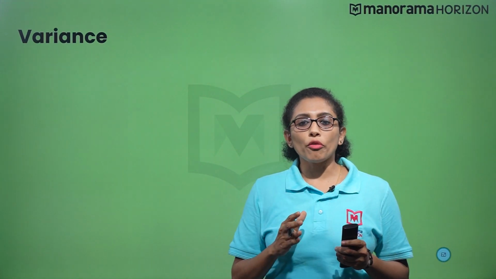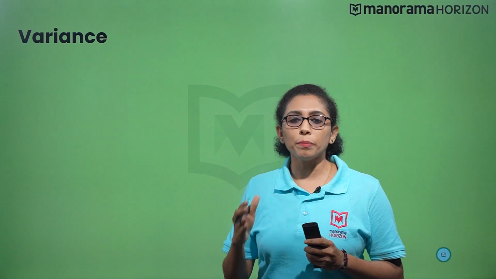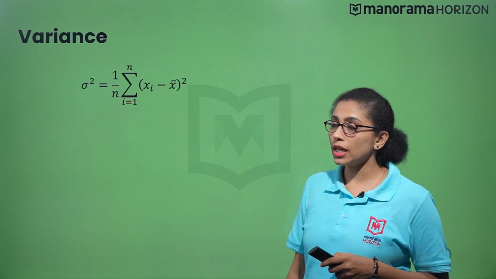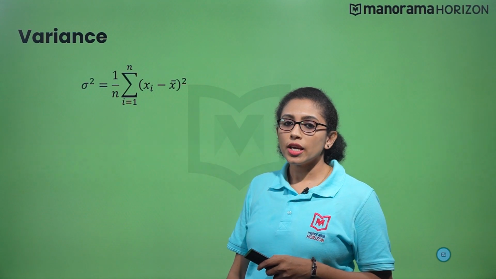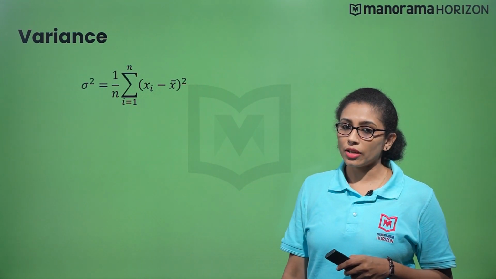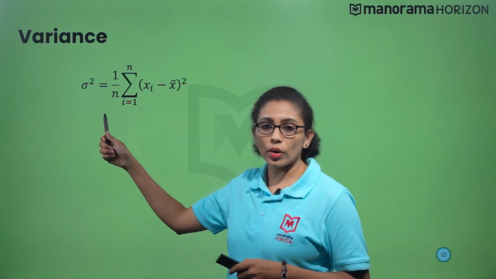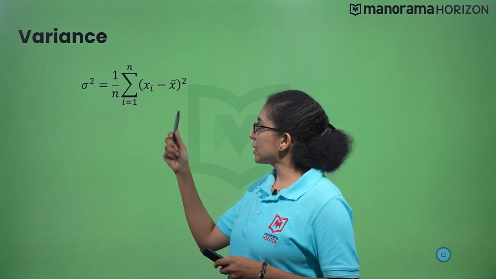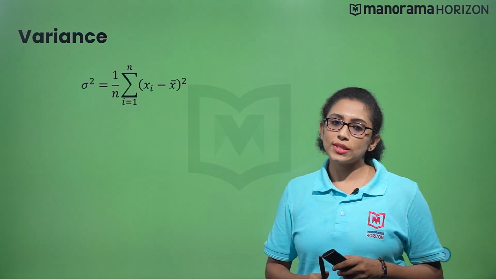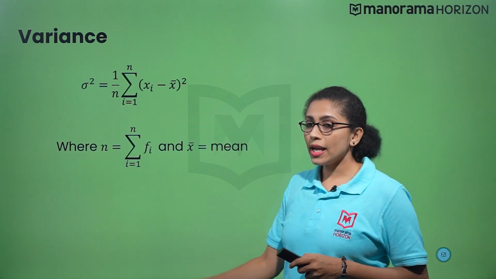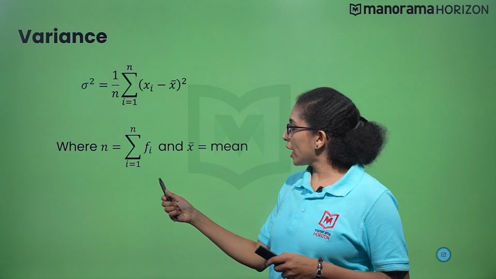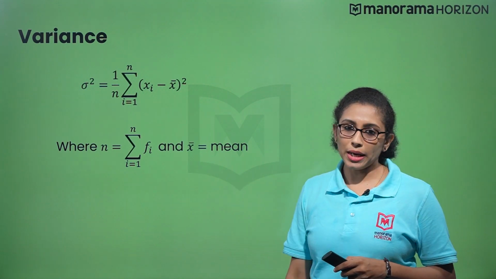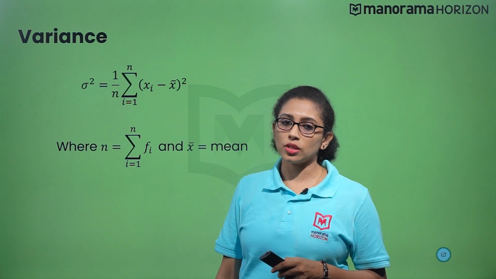It is the mean of the square of the deviations from mean and is denoted by sigma square. Therefore, the variance of n observations x1, x2 up to xn is given by sigma square is equal to 1 by n summation i equal to 1 to n (xi minus x bar) the whole square, where n is nothing but the summation i equal to 1 to n fi and x bar is the mean. Let us solve a question.